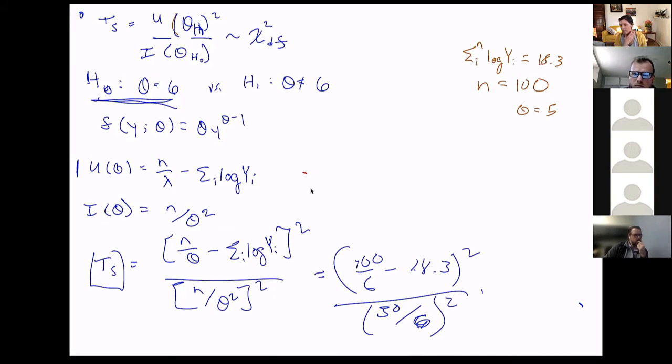So the information is the inverse of the second derivative, correct? No, the information is the second derivative of the log likelihood. Okay. I think I'm confused about what to do with the ends when you're taking a second derivative. I think that's what I'm getting wrong.